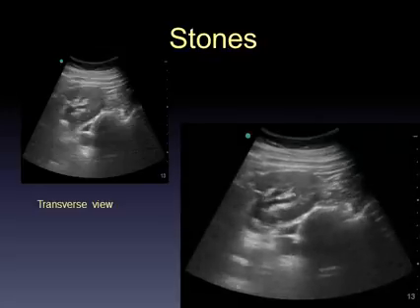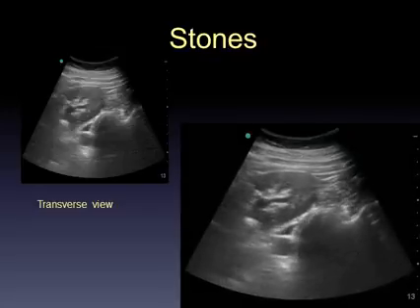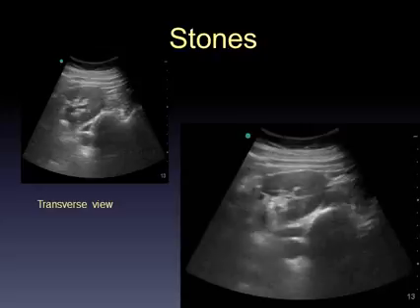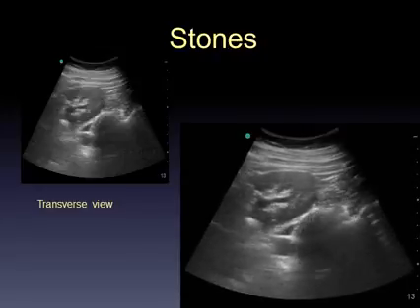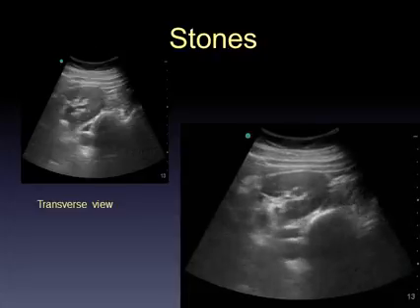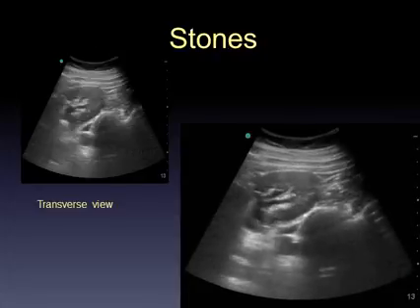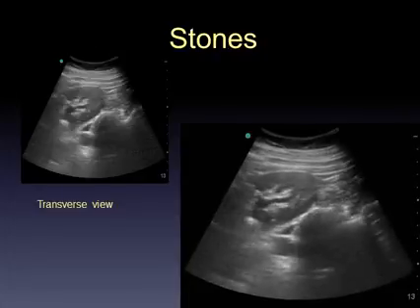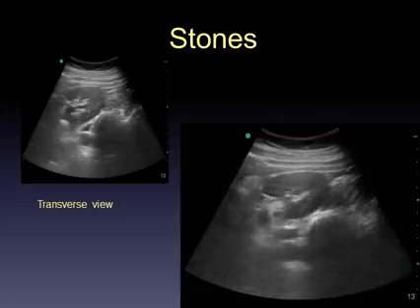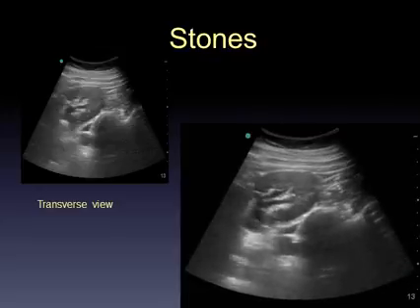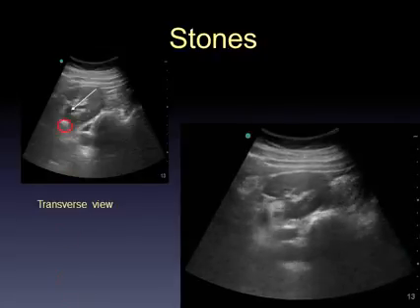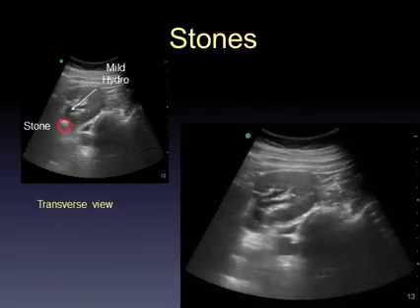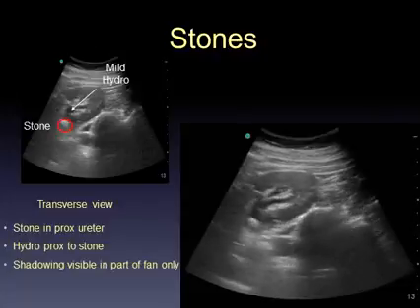And here is a stone in the transverse view. Now we can see a hyperechoic structure with some fluid behind it, being some mild hydronephrosis. And looking at the video, we can see that there isn't really obvious shadowing until just the end of the clip about there. This illustrates again the importance of fanning an ultrasound in order to get all the information you need. I'm pointing the stone out. There it is. It's a mild hydro.